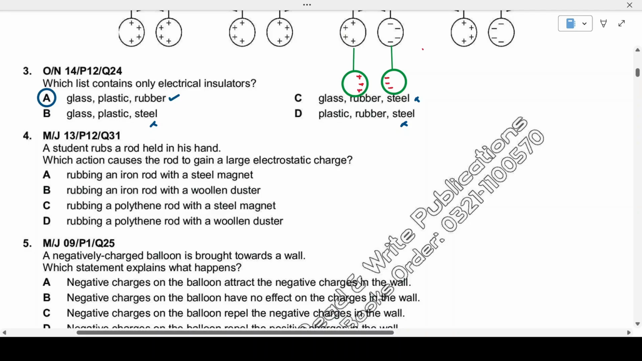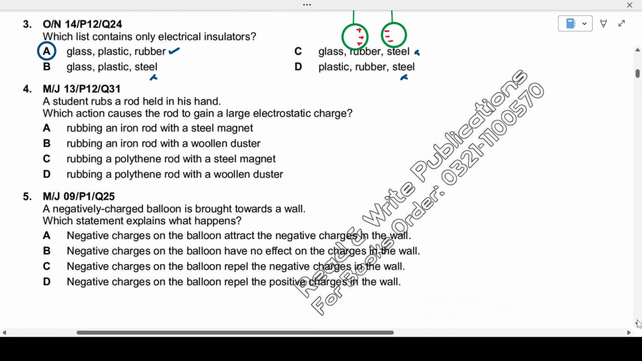Now let's take a look at question 4. A student rubs a rod held in his hand. Which action causes the rod to gain a large electrostatic charge? So if he is rubbing the rod in his hand, it means he is charging by the method of friction. The method of friction works when both the objects are insulators.